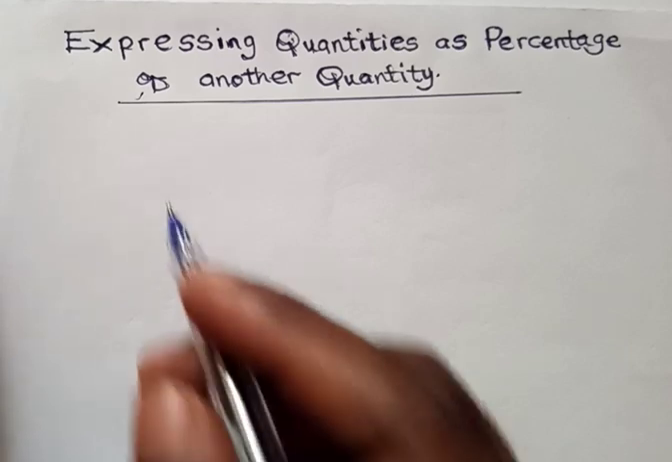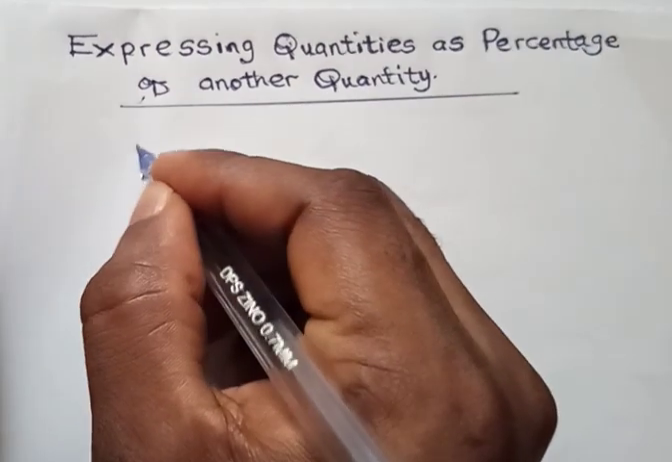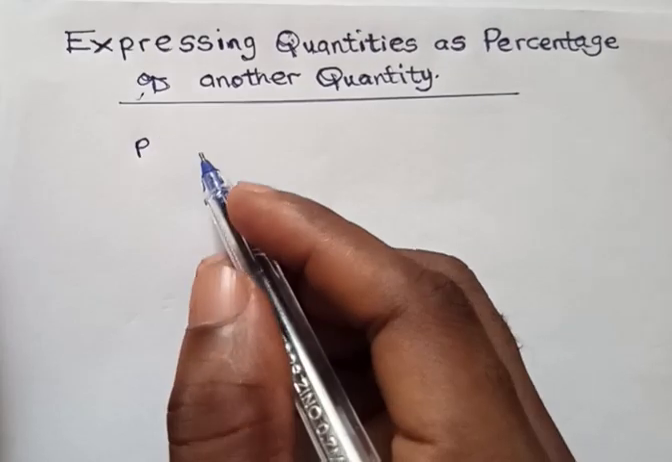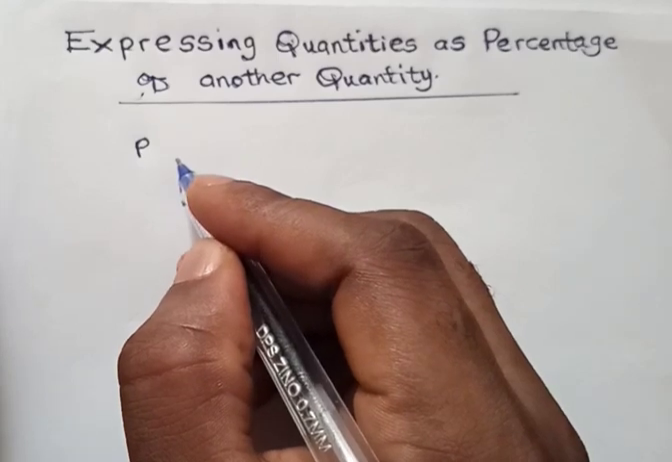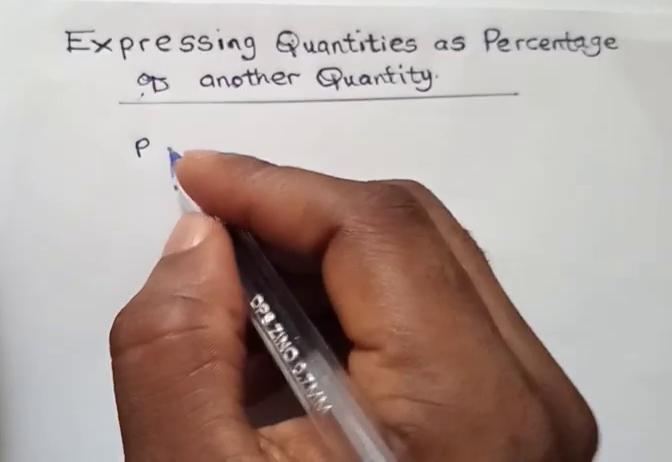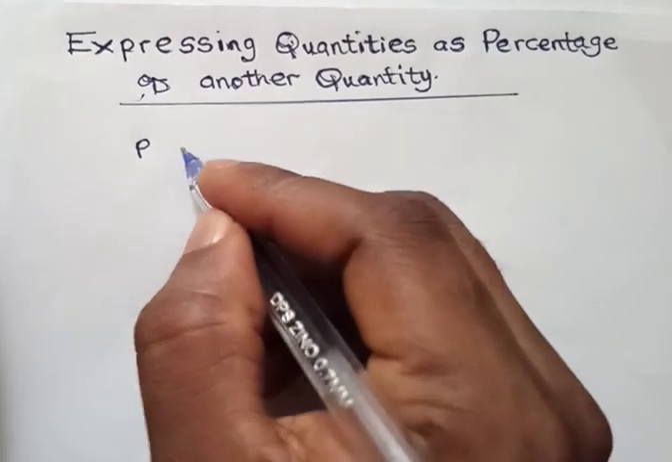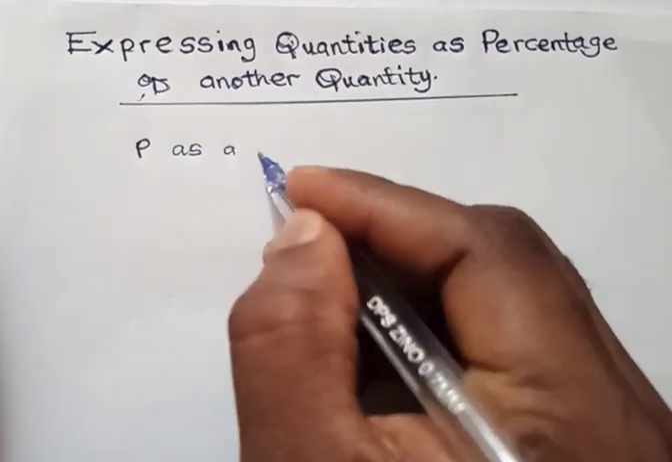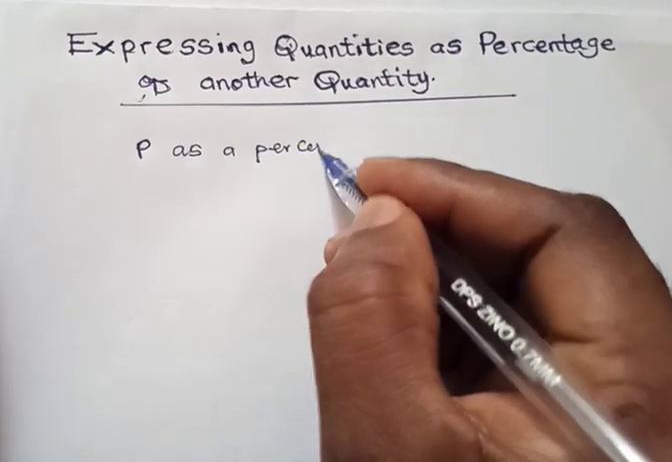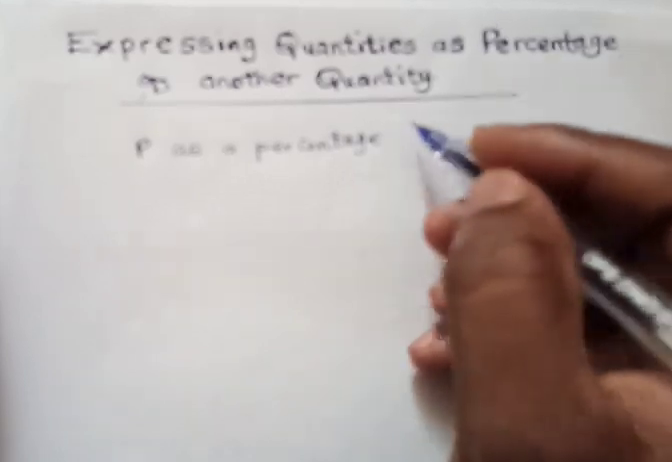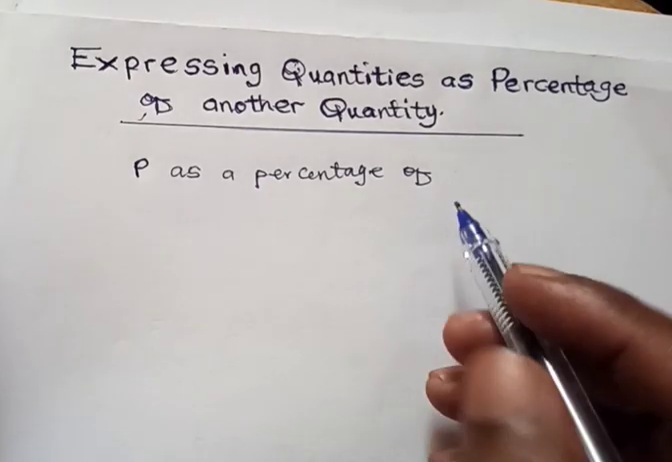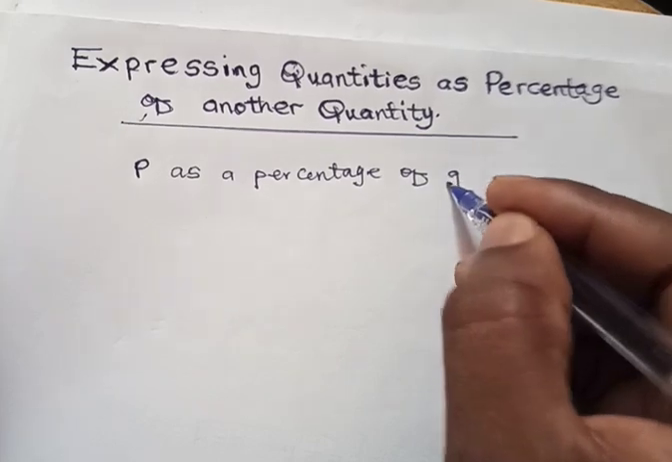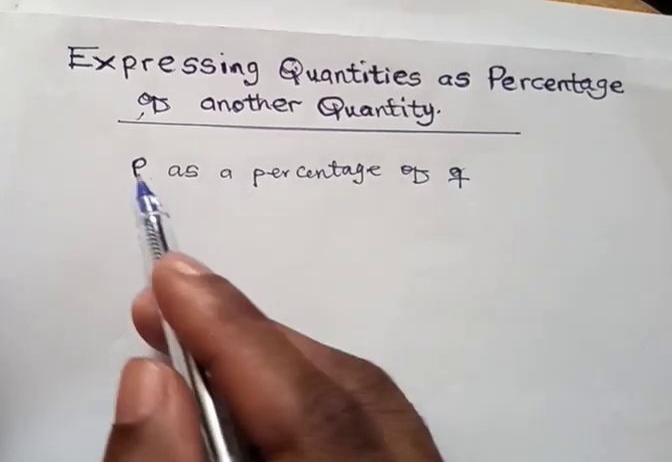Let's say you are given P quantity. Let's say you have P quantity and you are asked to express this P quantity as a percentage of another quantity. As another quantity, let's say Q. Good. So these are the two quantities.